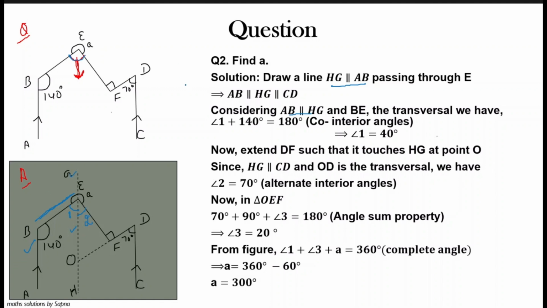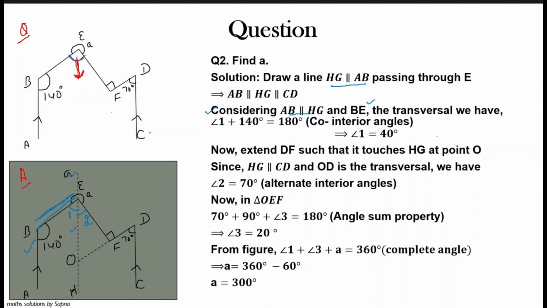AB is parallel to HG and BE is acting as the transversal, right? So you can clearly see angle 1 and 140 degrees. Both are on the same side of the transversal BE. Both are between the lines AB and HG. So it means they are co-interior angles.